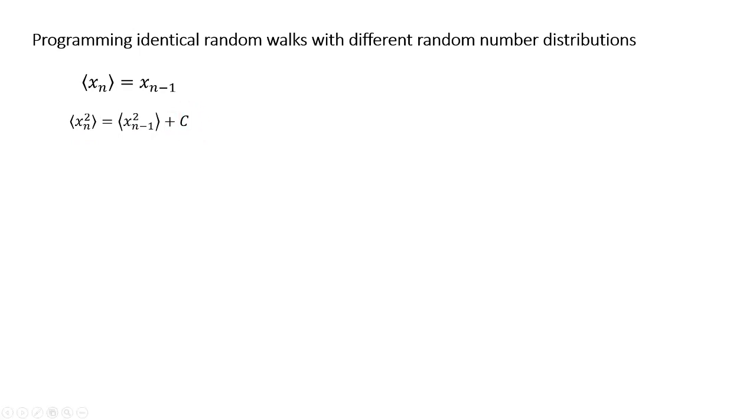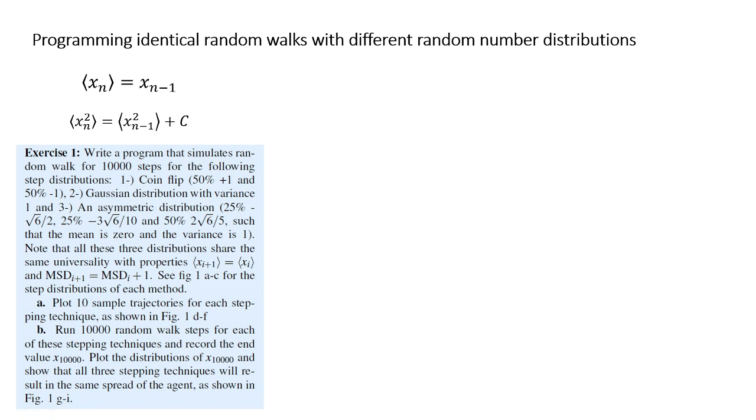So here is the exercise. We are going to have three different probability distributions for our random walks. The first one is the one that we saw in the last slide, that is a coin flip. So we go to the left with 50% probability, with -1, or we go in the other direction with +1 with 50% probability. The second distribution of the random walk steps is the Gaussian distribution. And the third one is given here.